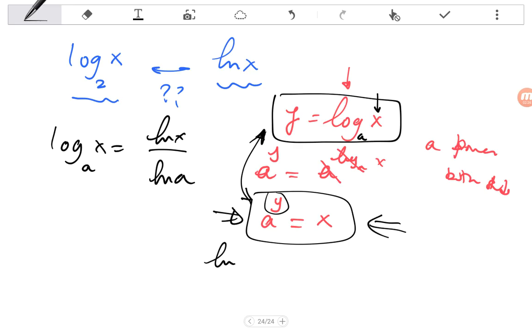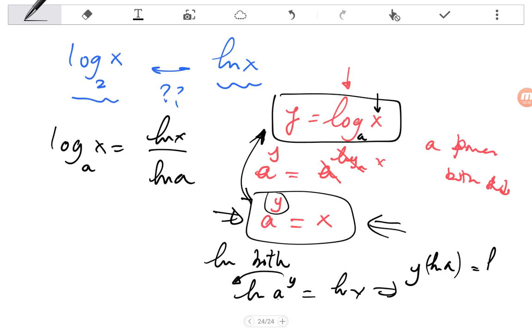Let's take ln of both sides, or any logarithm with any other base. If I take ln of both sides, for example, it will be ln a^y equal to ln x. For ln a^y, I will apply the rule that says I can take that y beside the ln. So y times ln a will be equal to ln x, and that's why y is exactly ln x over ln a.